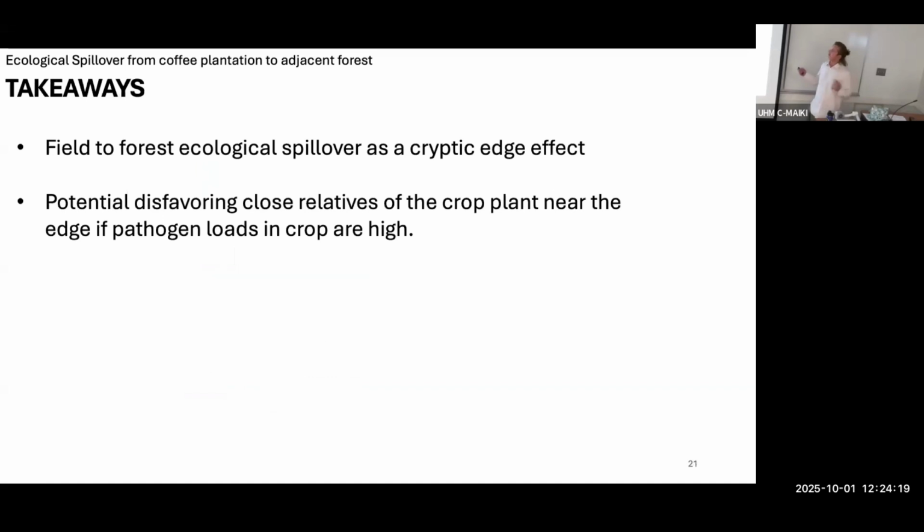And so ultimately, some takeaways from this work is that field to forest ecological spillover can operate, it appears, as a sort of cryptic edge effect of fragmentation. So this could potentially disfavor close relatives of the crop plant over time, if there's an effect on fitness, for example. And I think we have some evidence from the disease symptoms that might actually be the case. And there's some follow-up work being done here on plant community structure to see if that's actually borne out yet in these plant communities in the forest.